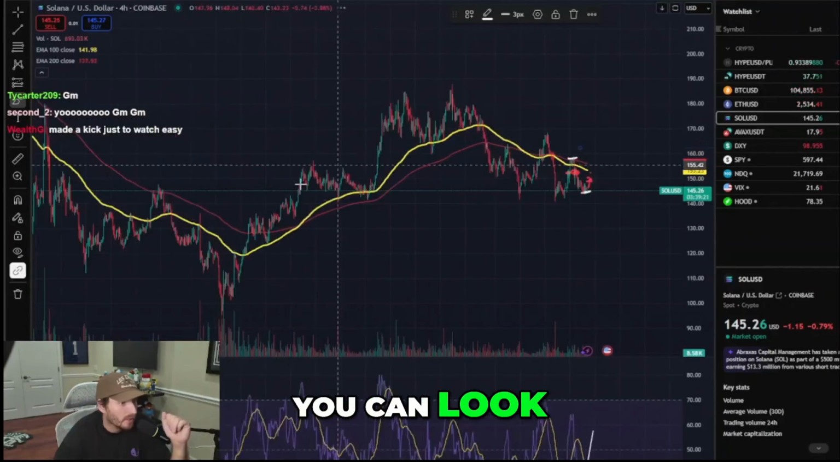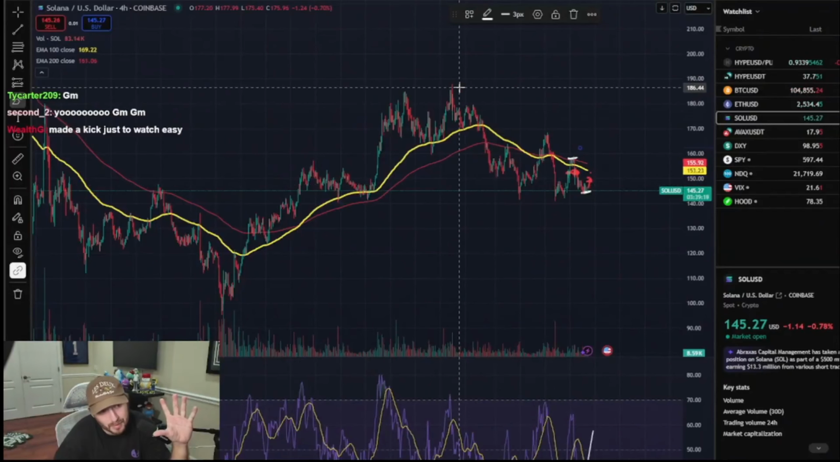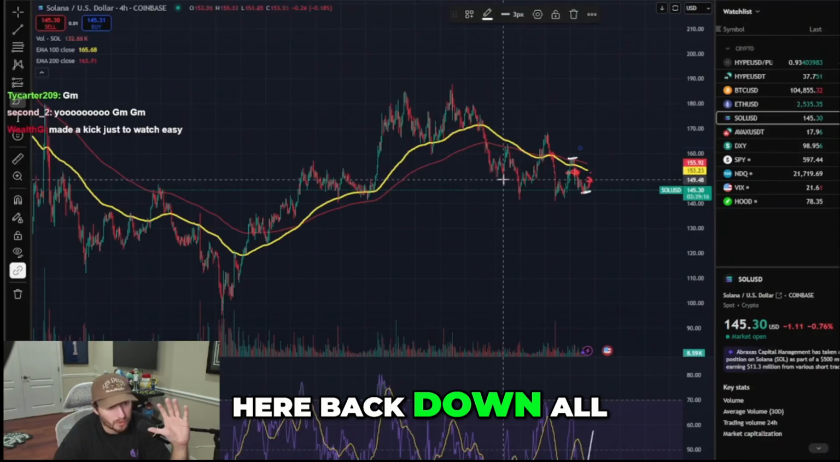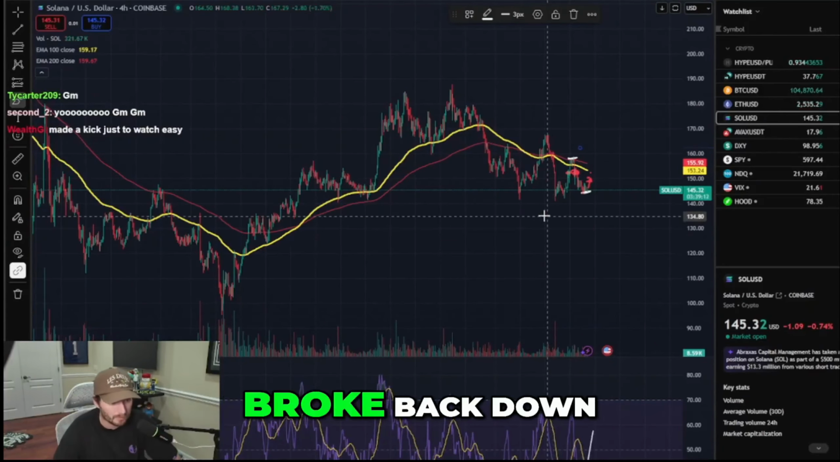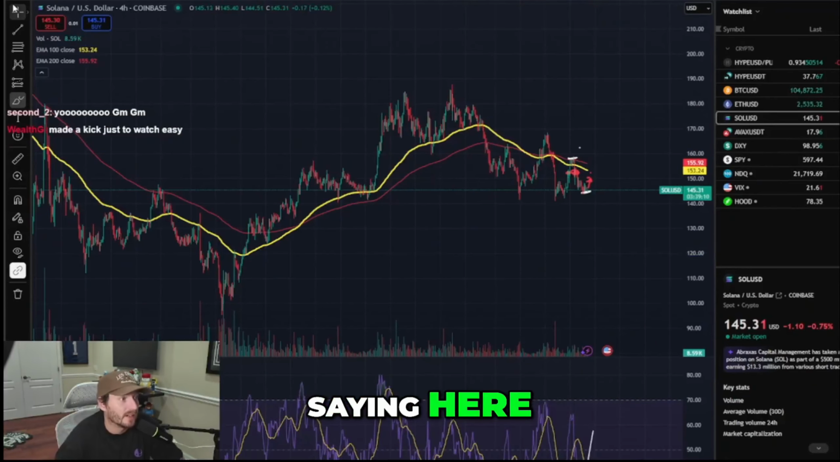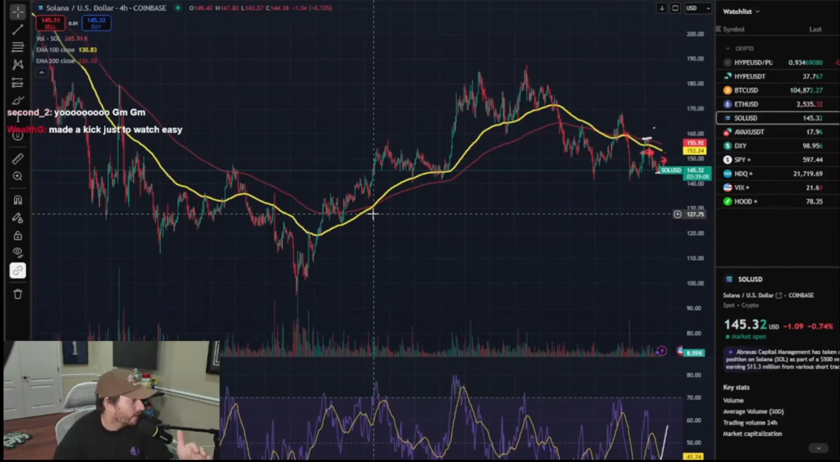So you got the 4-hour, which is way oversold, right? They almost always go back to these EMAs at some point. You can look at all of it. Sometimes there's no trade, but all the way up here, back down, all the way down here, back up, all the way back down, back up, broke back down. So you see what I'm saying here? So it's an EMA 100.